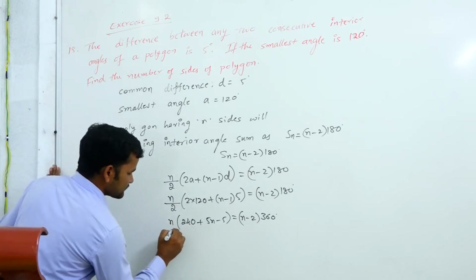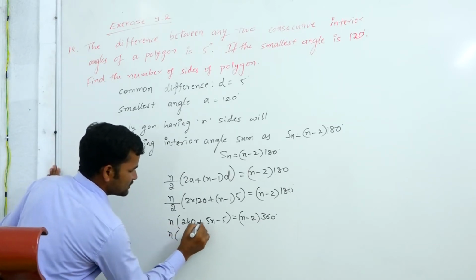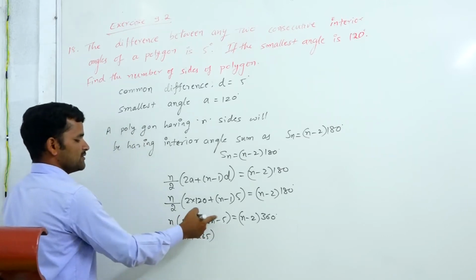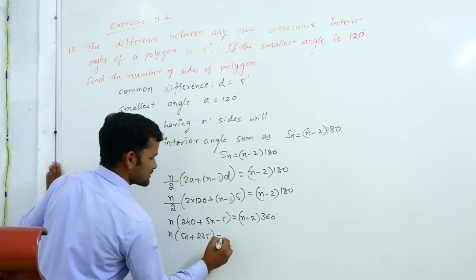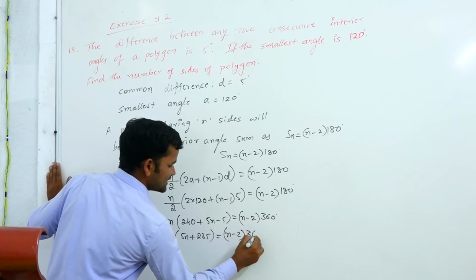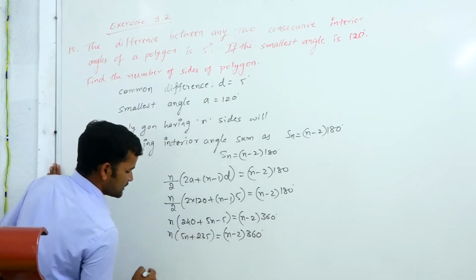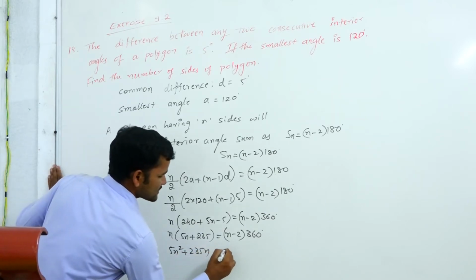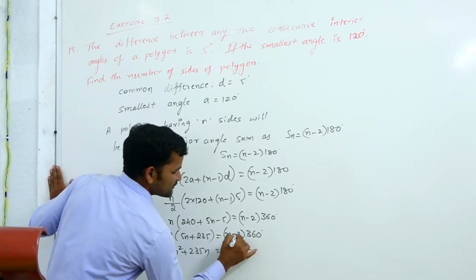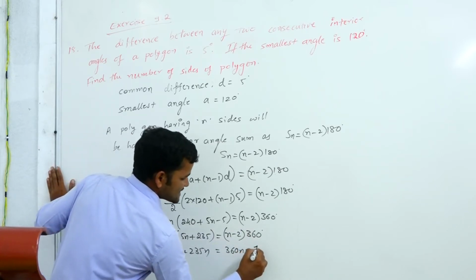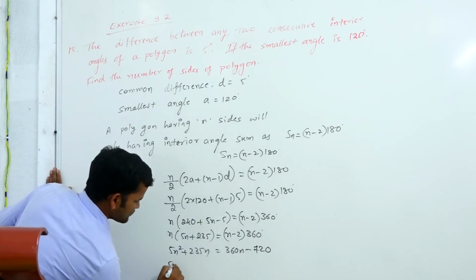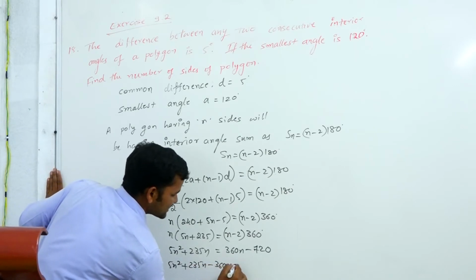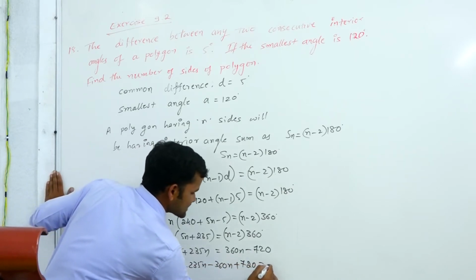We can again simplify: n into 5n plus 235, 240 minus 5 is 235. This is equal to n minus 2 into 360 degree. n will get multiplied with these two: 5n square plus 235n, which is equal to 360n minus 360 into 2 is 720. Simplifying this, 5n square plus 235n minus 360n plus 720 is equal to 0.